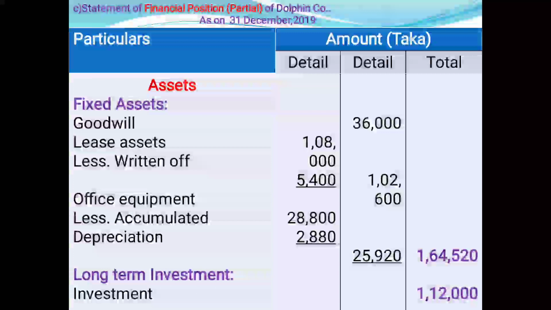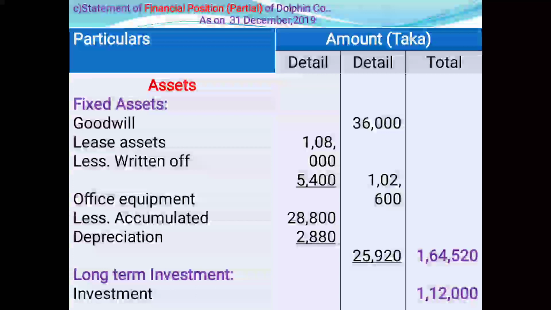In this page you are watching only 2 assets are available. First one is fixed asset, second one long-term investment. Now fixed asset starts with the goodwill amount from the trial balance. We can get it, taka 36,000, written in the middle column. Lease assets taka 1,08,000, but 5,400 is to be deducted from this amount. At this moment, net amount of lease assets 1,02,600.